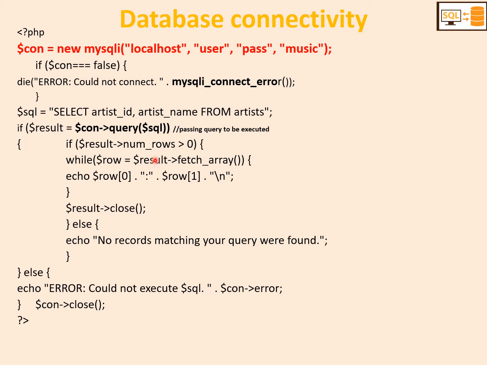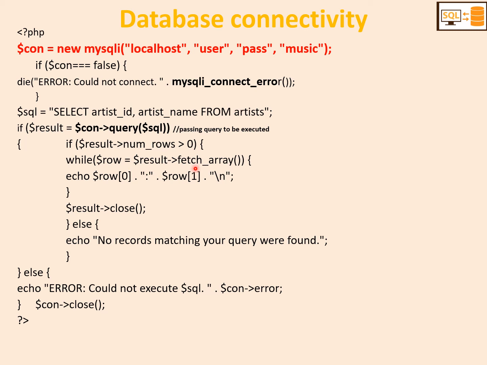So if more than one row is there in the result variable, we have to iterate over it with a while loop. Here, if this particular query, artist ID, artist name from artist, is executed, and 5 rows are selected from the artist table, we have to extract this result from the resultant variable. In order to extract these 5 results, we have to use the fetch array function. Then $row is equal to result of fetch array.